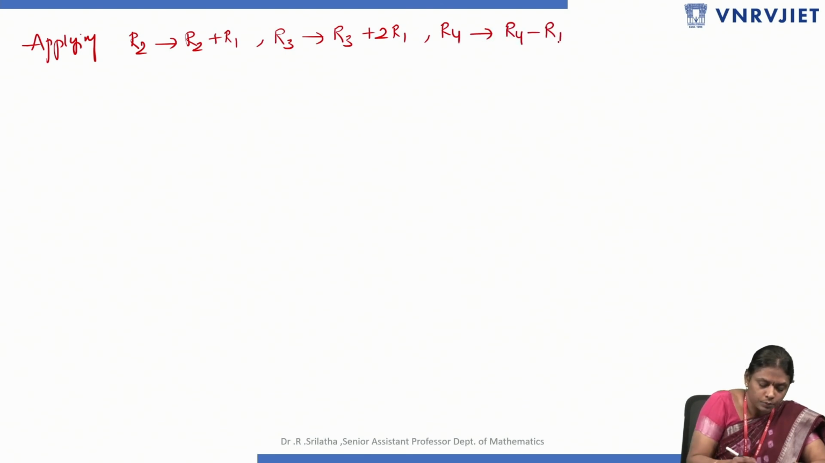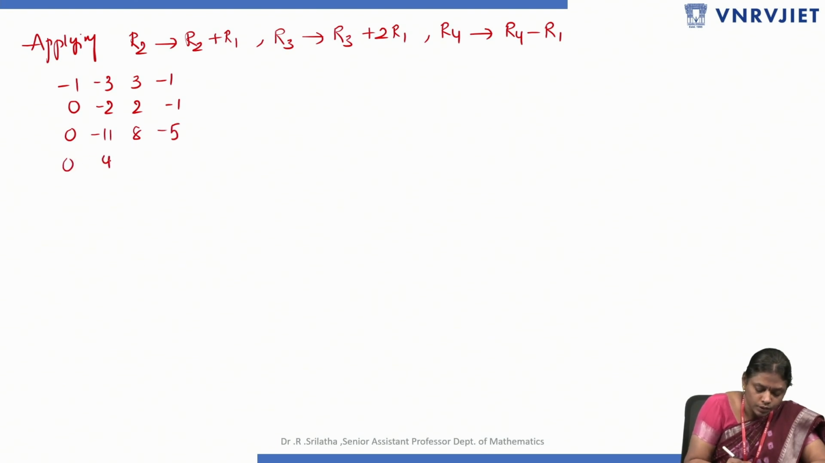R1. Now I will be writing my first row as it is: minus 1, minus 3, 3, minus 1. Now this is going to be 0. Now I will be implementing the same operation to the second row here so that it becomes minus 2, 2, minus 1. And this is also going to be 0. And now I will be implementing the same operation to the third row here. I will be getting the corresponding elements. And this is also going to be 0. And I will be implementing the same operation to the fourth row, that is R4 minus R1. The same operations I will be implementing on the identity matrix in RHS.